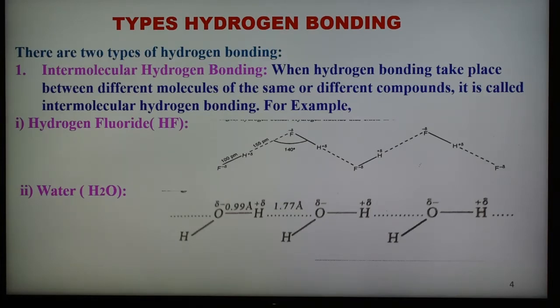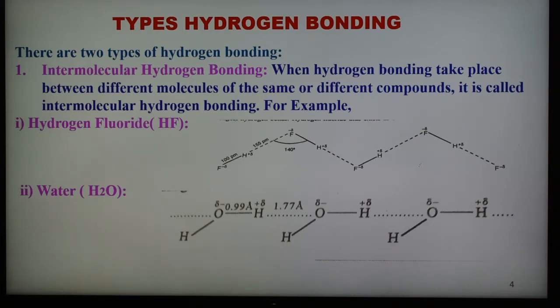And first is the intermolecular hydrogen bonding. As we know, inter means between the two molecules. So intermolecular hydrogen bonding is when hydrogen bonding takes place between the different molecules of the same or different compound. It is called intermolecular hydrogen bonding.